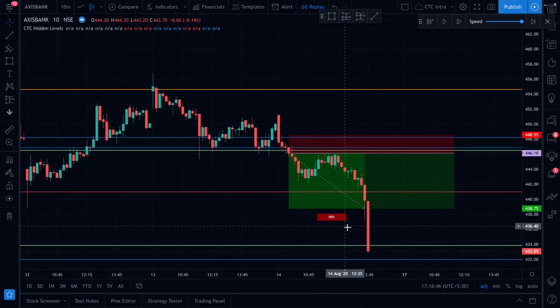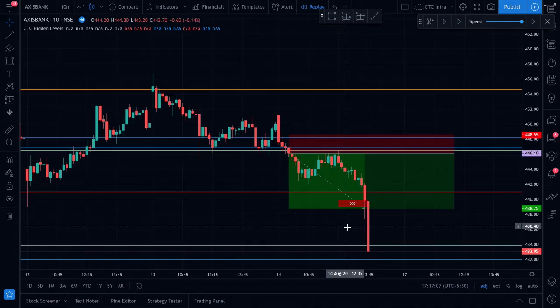So with each increasing R, I am trailing my stop loss to each increasing R. I hope you are getting it. So first, when the price hit 2R, I trailed my stop loss to 1R. When the price hit 3R, I trailed my stop loss to 2R. When the price hits 4R, I trail my stop loss to 3R.